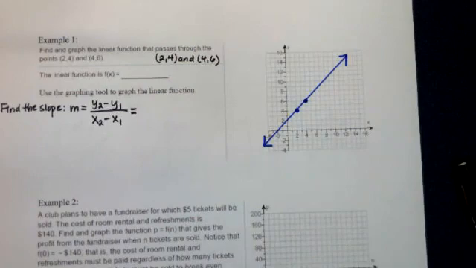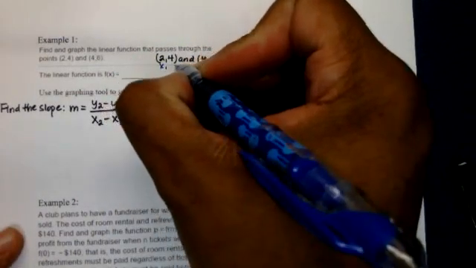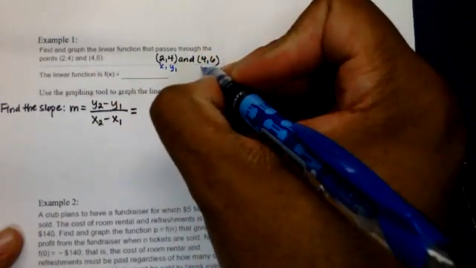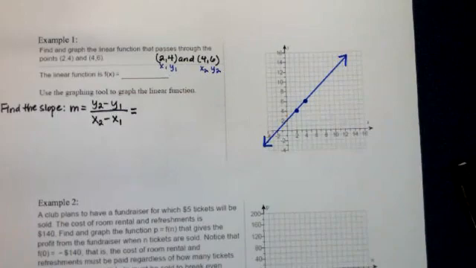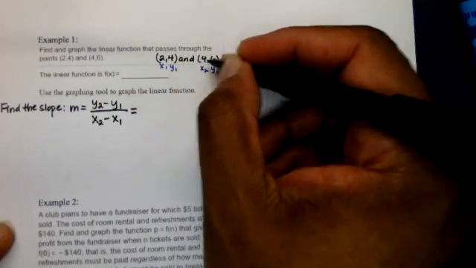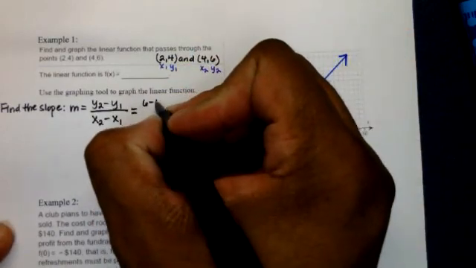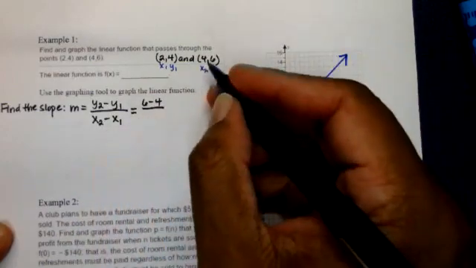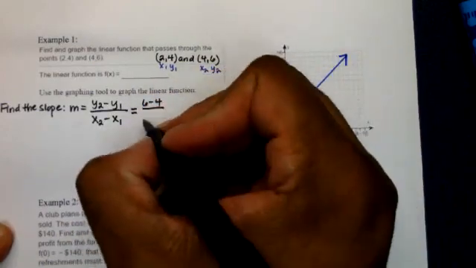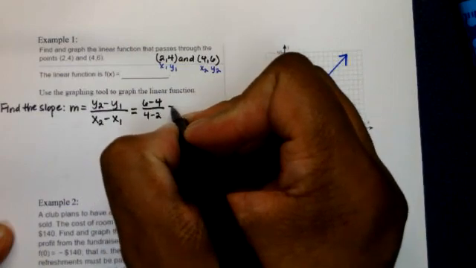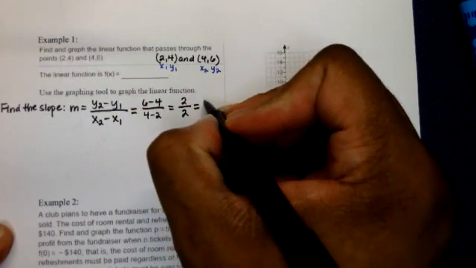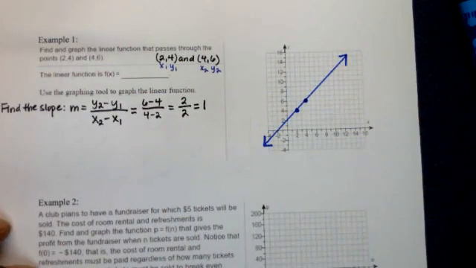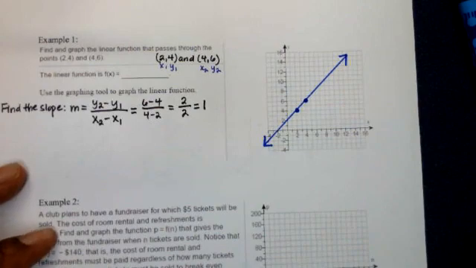Now, here x1 will be 2, y1 will be 4, and then x2 will be 4, y2 will be 6. So now in this case, y2 minus y1 will be 6 minus 4 divided by x2 minus x1, 4 minus 2. So 6 minus 4 will be 2. 4 minus 2 will also be 2. 2 divided by 2 is 1. So the slope of that line going through those 2 points will be 1.